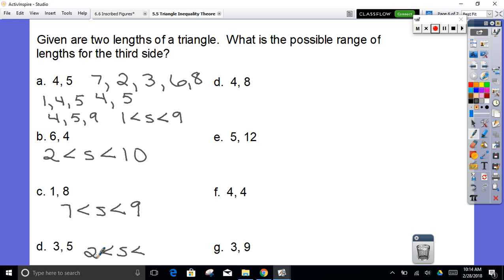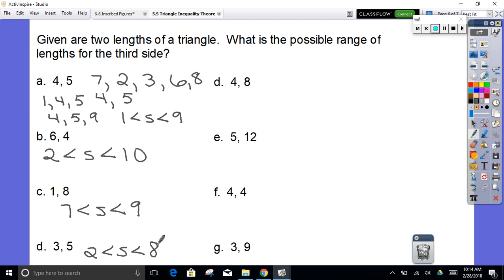Michaela, what does it have to be less than? 8. Good. We add 3 plus 5 is 8. So the third side has to be between 2 and 8. Hayden, tell me what a possible length of the third side would be. Did you say 3? Yes. Yeah, 3 would work.